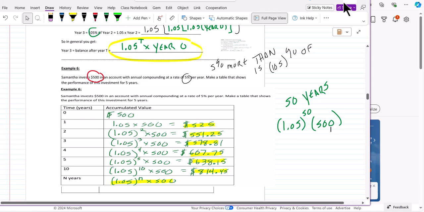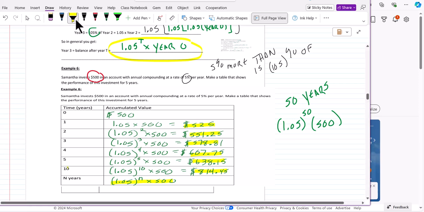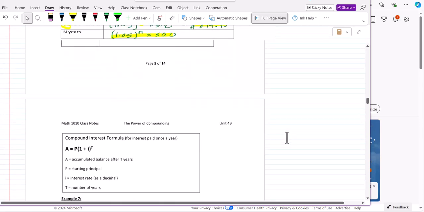Okay. All right. Do we have any questions about that chart? Okay. It's a real simple pattern. The exponent, the number of years, becomes your power that you do in your basic formula. Okay. All right, let's go to the next page.